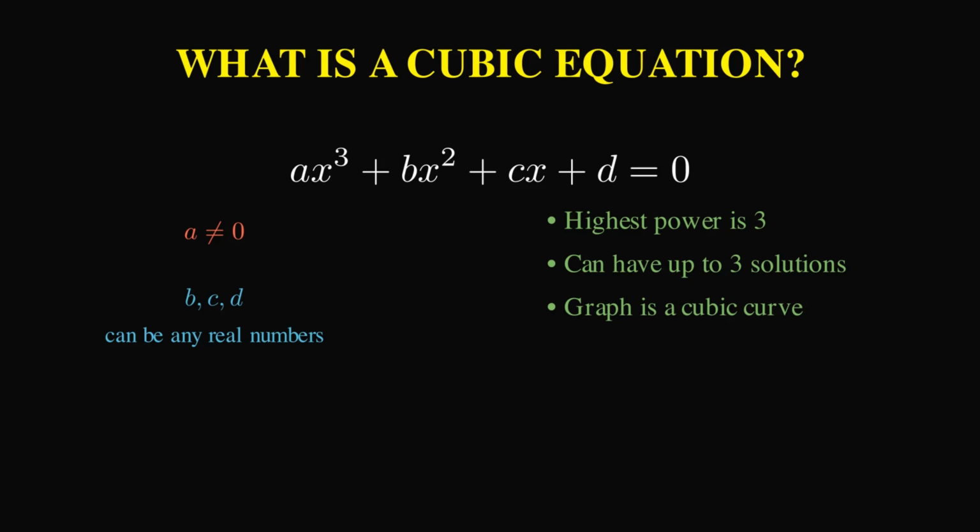Here are the key things you need to know. The highest power is always 3. These equations can have up to 3 real solutions, and when you graph them, you get a beautiful curved line that can cross the x-axis up to 3 times.